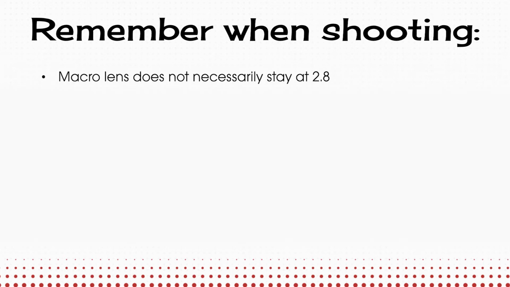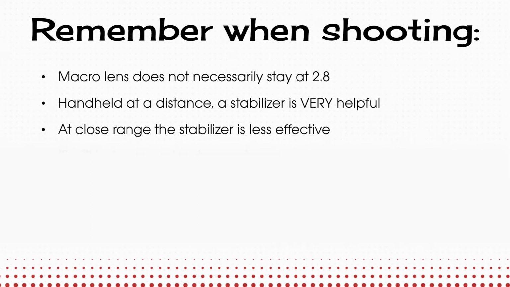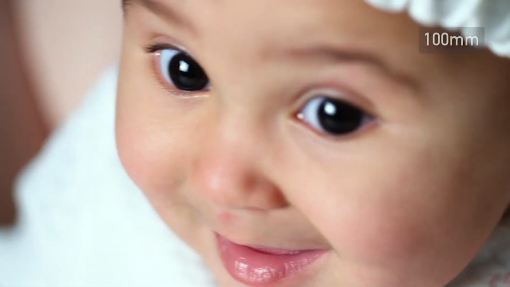A few things I want you to remember about this lens. Number one, when using a macro lens, if you're very close to your subject, it's not necessarily going to stay at 2.8. So be sure to practice with this lens to get used to it. If you happen to be shooting with this lens handheld, it's really nice to have the stabilizer feature as well. This is going to give you the ability to control movement and to make sure you avoid camera shake. Keep in mind though, at close range, the stabilizer is less effective.